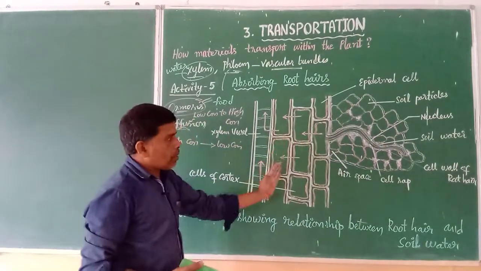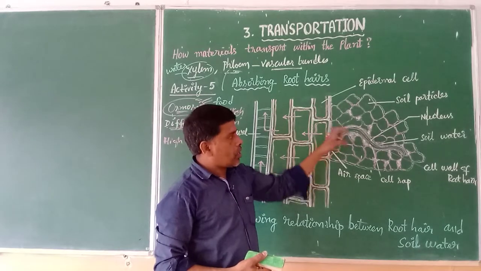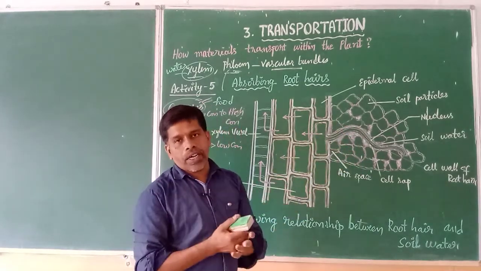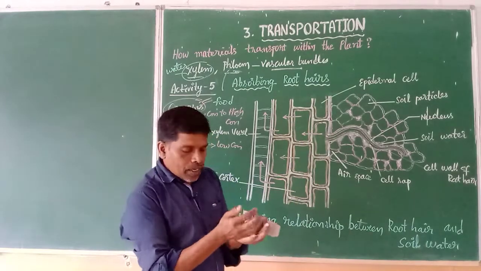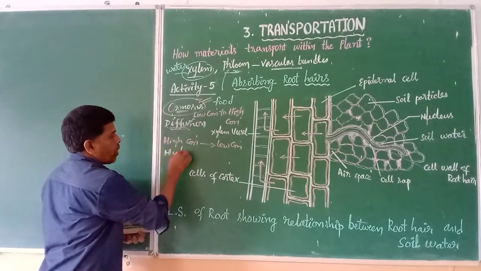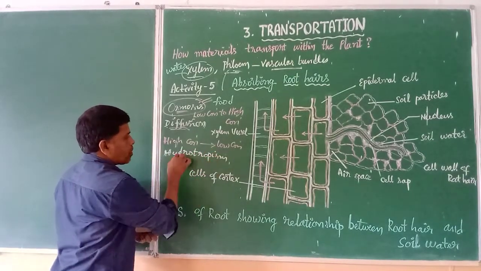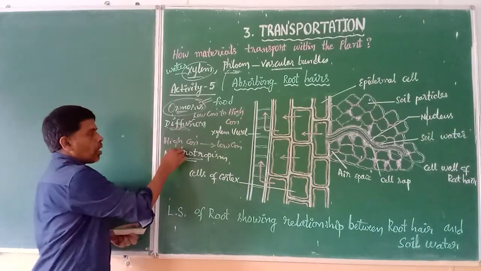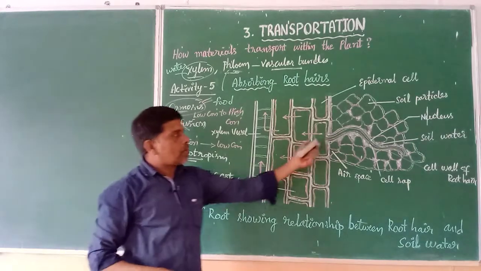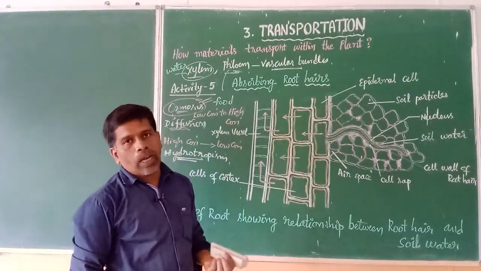Whenever the roots develop from the epidermal cells of the plant, they extend and grow towards the region where water is present. This type of movement is called hydrotropism. Hydrotropism is movement or growth towards the water. So roots are seen growing more in that region where water is present between the soil particles.